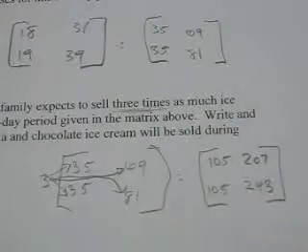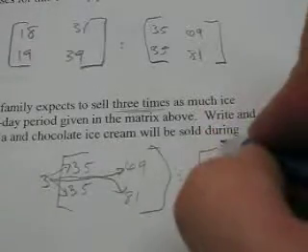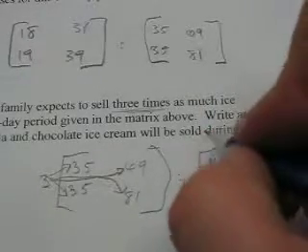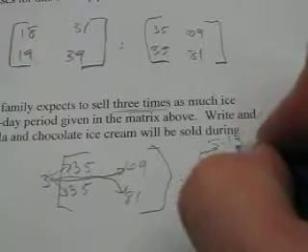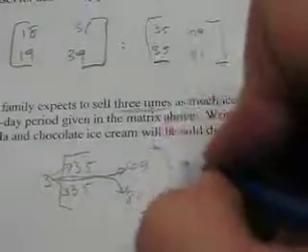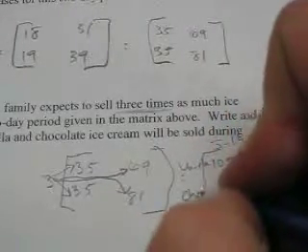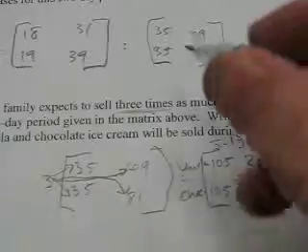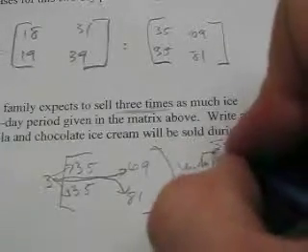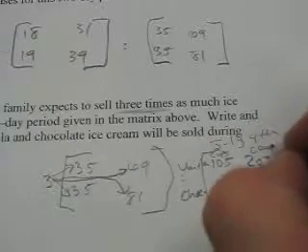Now it said write and label. Well, we would label this July 4th, and we know that this first column is vanilla. We know that this bottom row is chocolate. We know that this left column is cups, and the right column is cones.